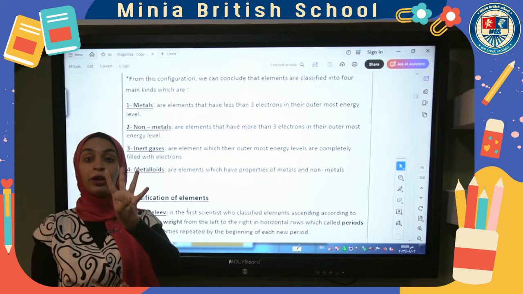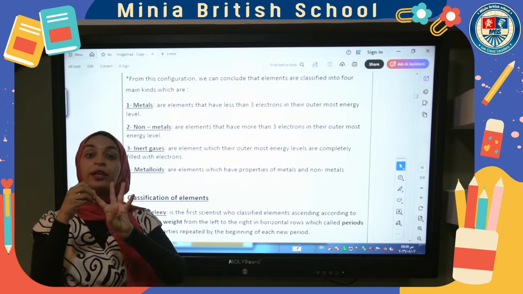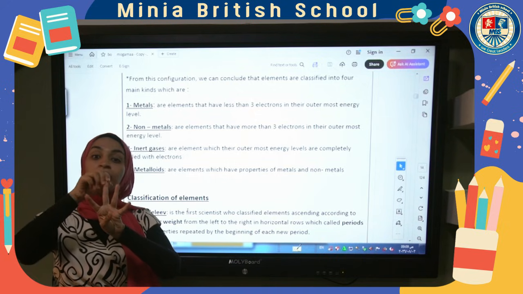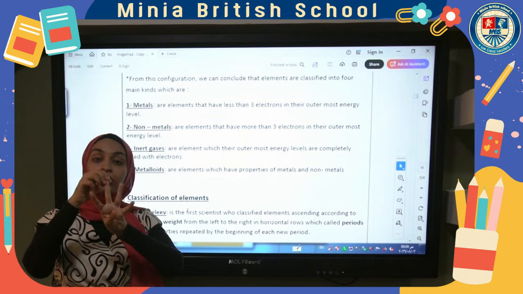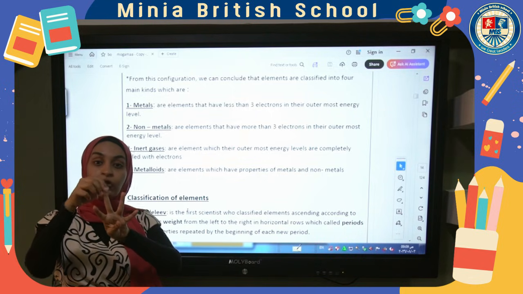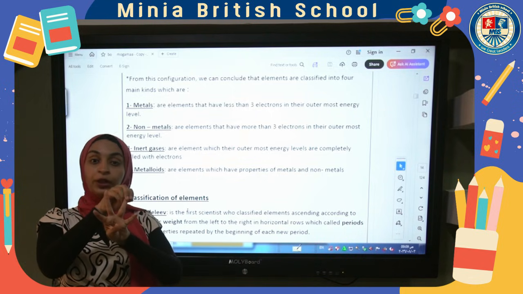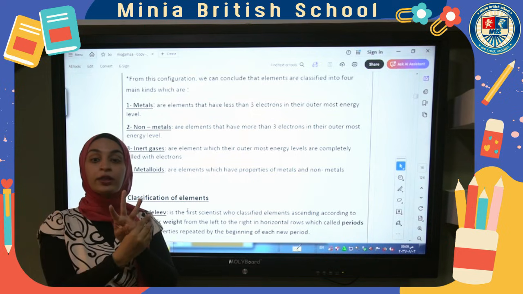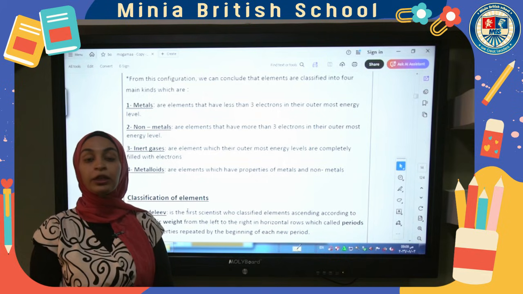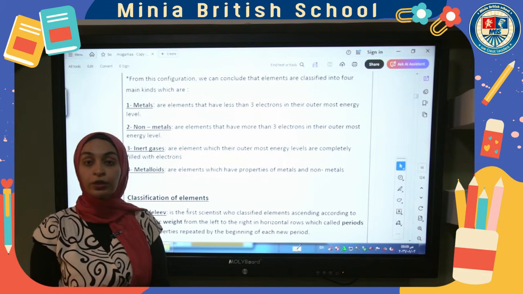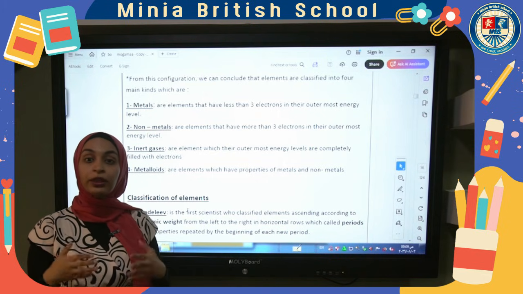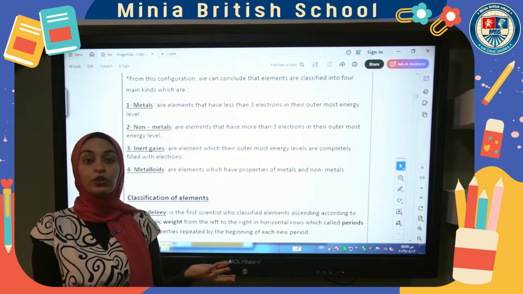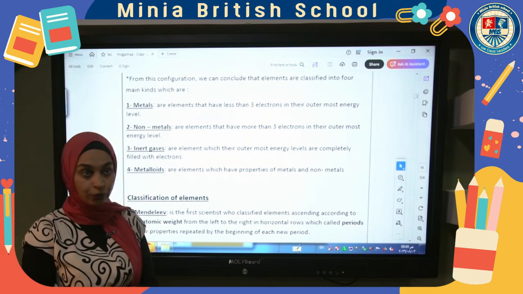So there are 4 types of elements: metals that ended with 1 or 2 or 3 electrons in their outermost energy level, non-metals that ended with 5, 6 or 7 electrons in their outermost energy level, metalloids, number 3, that have the properties of metals and also the non-metals, and the last type is called the inert gas or inactive gases that their outermost energy level are always completely filled with the electrons. They are completely filled with 8 except the helium, which is saturated by 2 electrons.